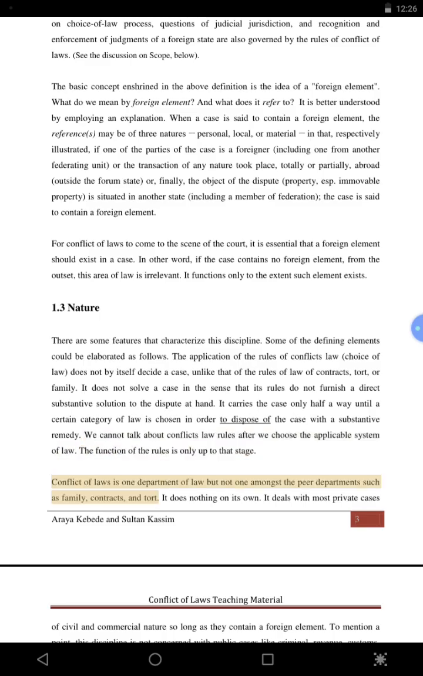Conflict of laws is one department of law but not one amongst the peer departments such as family, contracts, and tort. It does nothing on its own. It deals with most private cases.